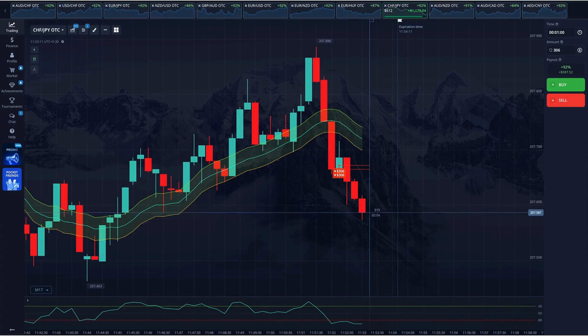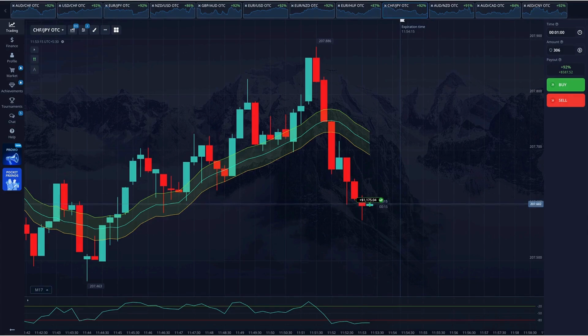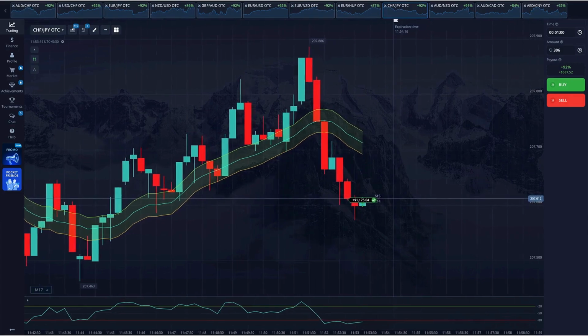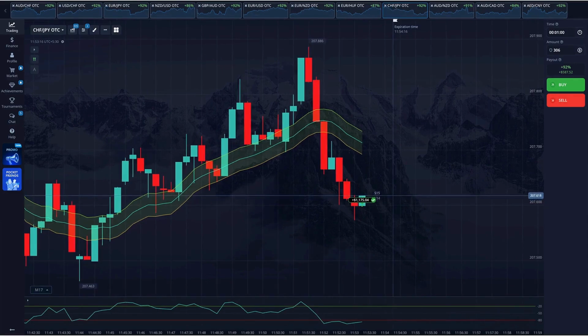Look at the results of staying disciplined. While the buy trade didn't work out, the sell trade captured the real elastic breakout. The price continued to drop aggressively, staying pinned to the outside of the lower envelope. By the time our 1-minute expiry hit, the trade was deep in the green.